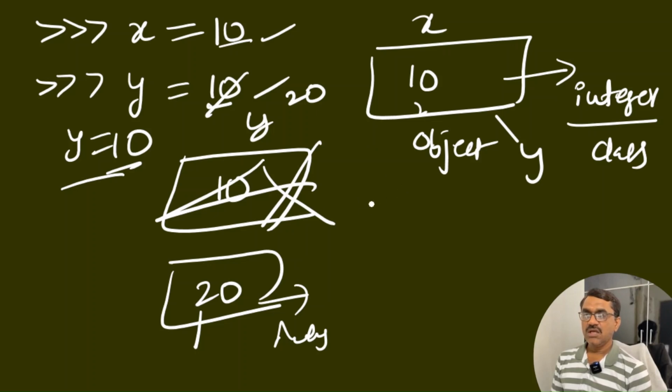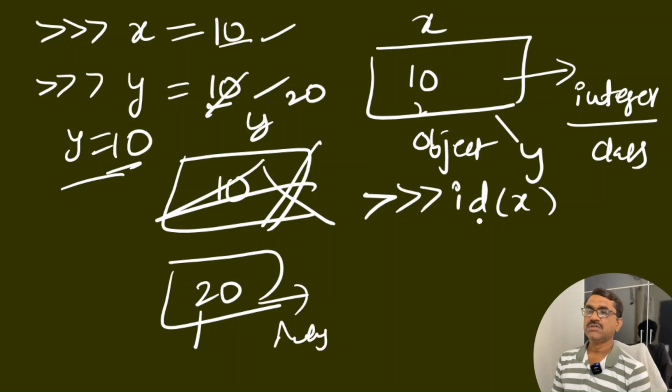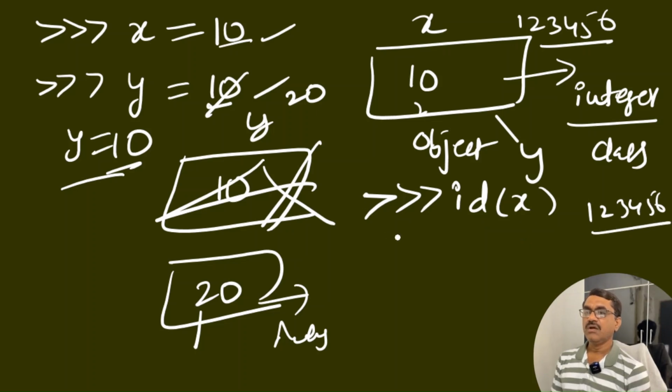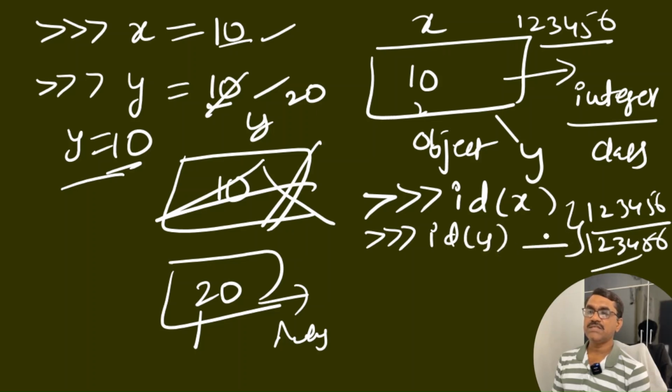Now, if you want to get the ID of x at the Python shell, you say id of x. Assume that the ID for this memory location is 1, 2, 3, 4, 5, 6. Just assume, it's not unique; it is given by the system. Whenever you say id of x, it will give 1, 2, 3, 4, 5, 6. Just an example. Now, whenever we try to get the ID of y, the same 1, 2, 3, 4, 5, 6 will be obtained. The ID is the same.